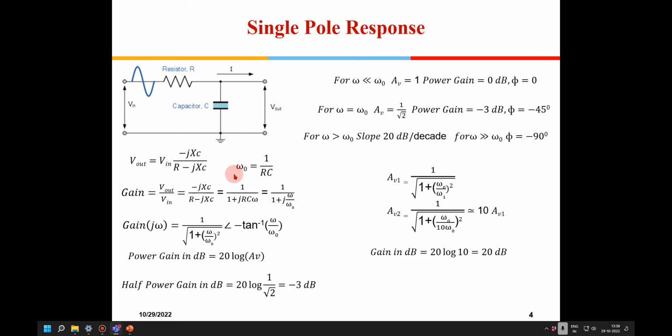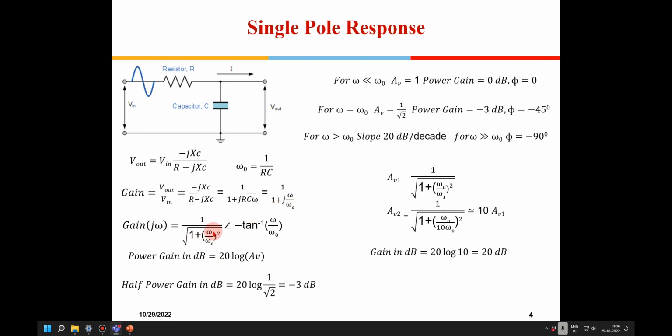So we know that the resonant frequency is given by omega 0 is equal to 1 by RC. So the gain is minus XC by A. Now it can also be written as 1 plus j RC omega, or in this form, 1 plus j omega divided by omega 0. Now if you see here, this is the magnitude of the gain, 1 plus omega divided by omega 0, right? This is polar form.